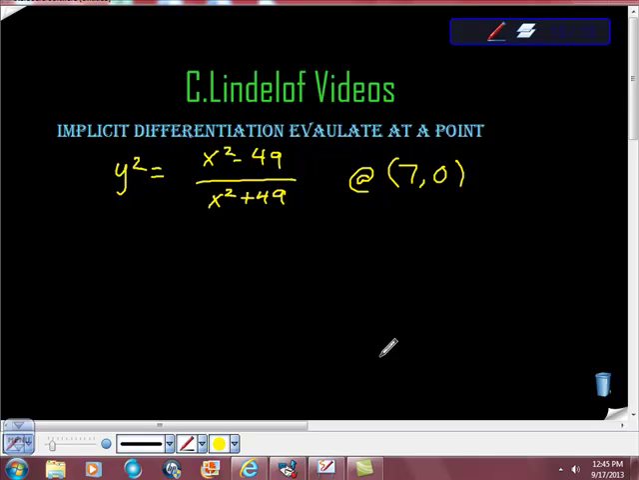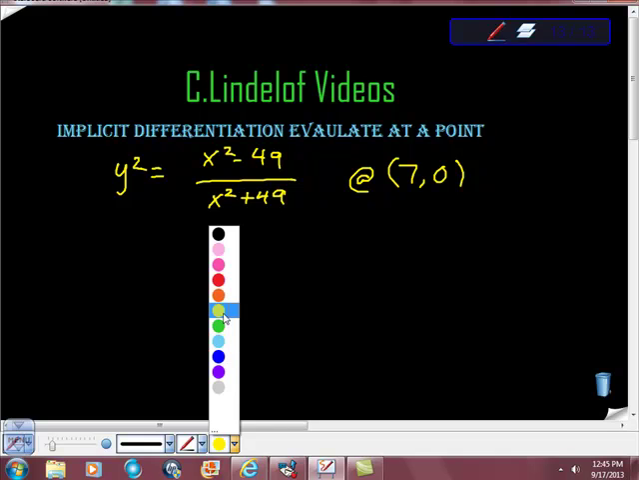Okay, implicit differentiation and then evaluate at a point. So we're given this equation, not a function, of course, right? We're given this equation that y squared is equal to (x squared minus 49) over (x squared plus 49). So we're going to take a look at this, and we're going to start to differentiate this thing out.